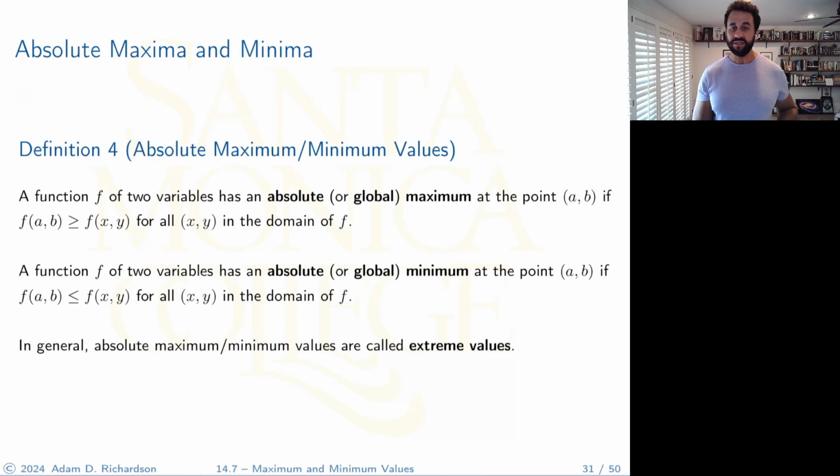All right, so now let's talk about absolute minima and maxima. Kind of talked about them already, so I won't dwell too much on the definitions. A function of two variables has an absolute or a global maximum if f of a comma b is greater than all the other values of f in the domain of f. So that is the highest mountain peak, right? And a function has an absolute or global minimum if that value f of a comma b is less than every other value of f everywhere else in the domain of f.